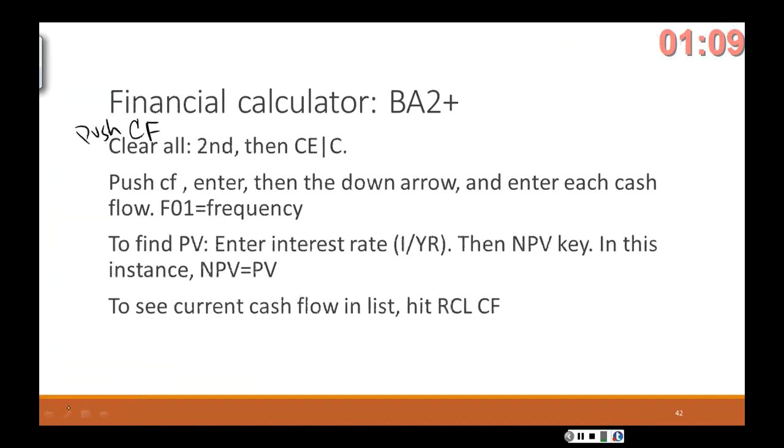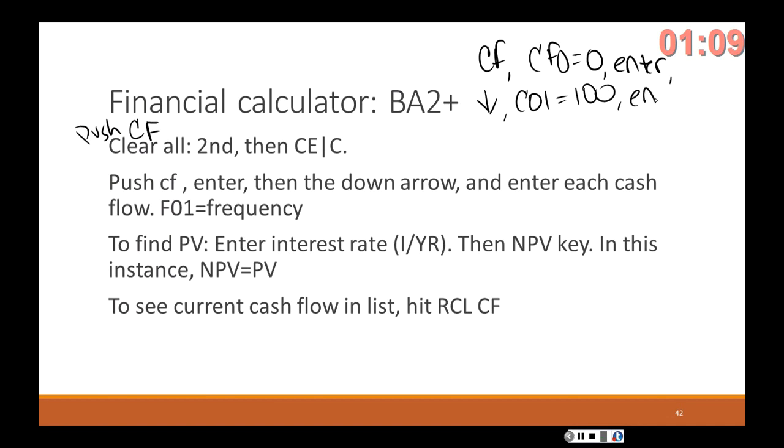So here are your keystrokes. You push CF. Cash flow at time period 0 is 0. Enter, the down arrow. Cash flow at time period 1 was $100. Enter and the down arrow twice. Cash flow at time period 2 was 300. Enter and the down arrow twice.